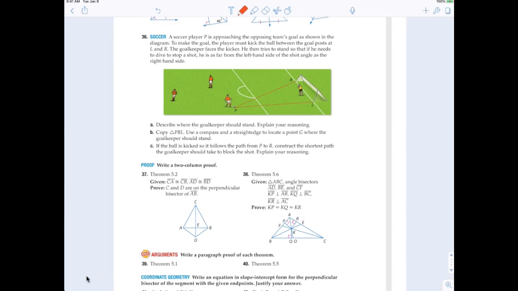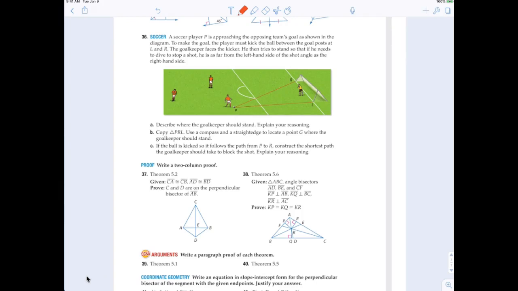All right, let's continue on now to page 339. So that's just a summary. I always like to tell kids, if you want to review everything, those are the four that we've studied the last two days: the perpendicular bisector, the angle bisector, the median, and the altitude.